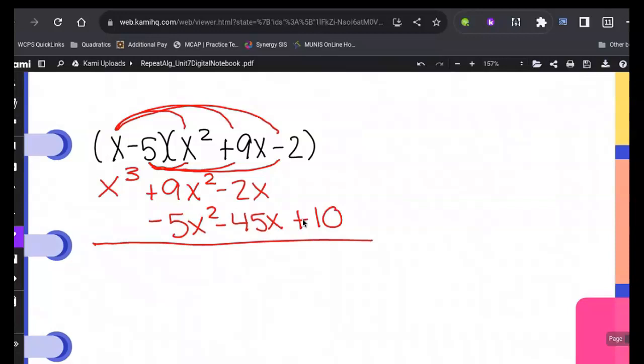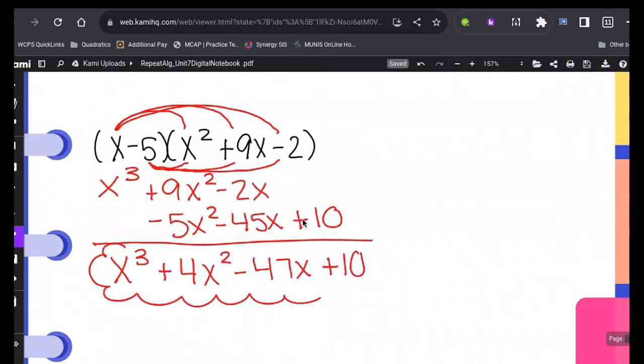So from here, we just combine our like terms. The x to the third power doesn't have a like term, so it just comes down the way it is. 9x squared minus 5x squared is positive 4x squared. Negative 2 plus negative 45 is a negative 47x. And the 10 doesn't have a like term, so we just bring it down. So x to the third power plus 4x to the second power minus 47x plus 10.